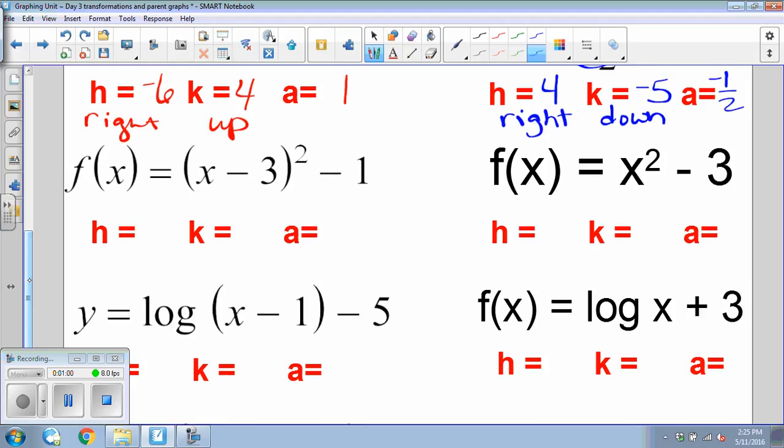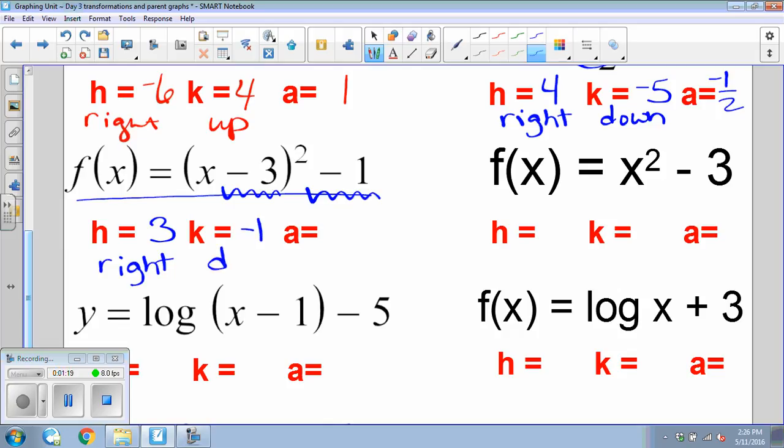Okay, let's move to this one. H is positive 3, so that means it's shifted to the right 3 units. K is negative 1, so it's shifted down, and A is 1, so it's not reflected.